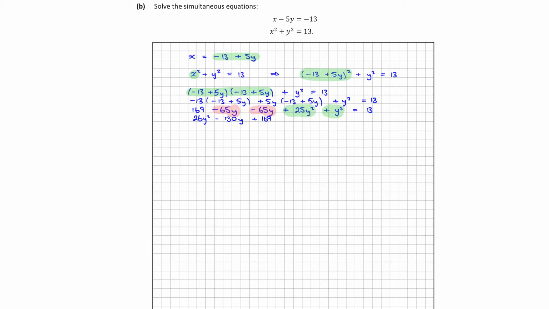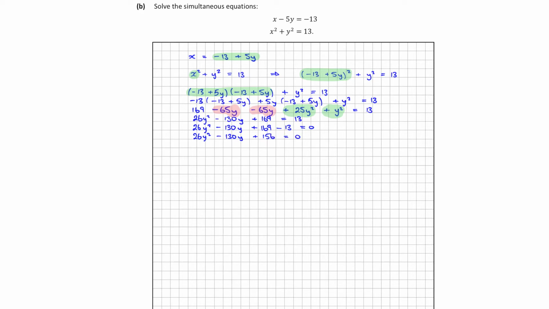Now what I need to do is leave it equal to 13. And you know there that we're able to bring that 13 across. So 26y squared minus 130y plus 169 minus 13 will be equal to 0. So when we tidy that up, we'll get 26y squared minus 130y, and that's going to give us a plus 156, and that'll be equal to 0.